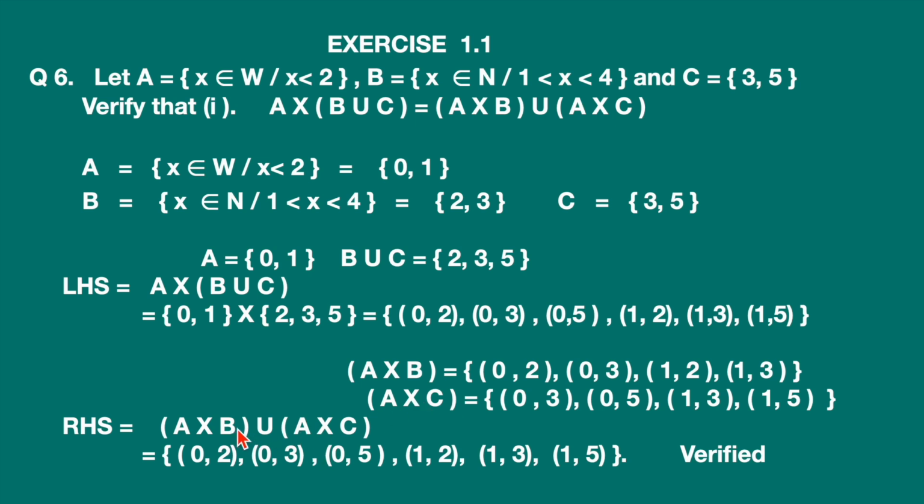Now we have to do the union of these two sets. So these are the two sets. We have to write down all the ordered pairs without repeating any ordered pair. So here you can write down all the ordered pairs like this. Do not repeat any ordered pair. Now if you look at this set and look at the LHS, this is the RHS and this is the LHS. Both are same. Hence it is verified.